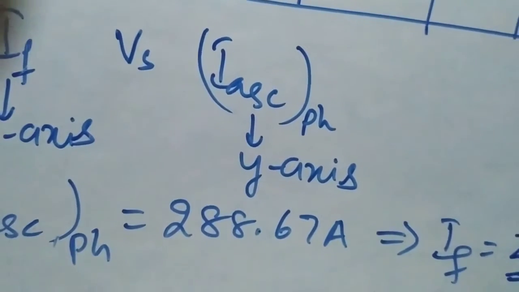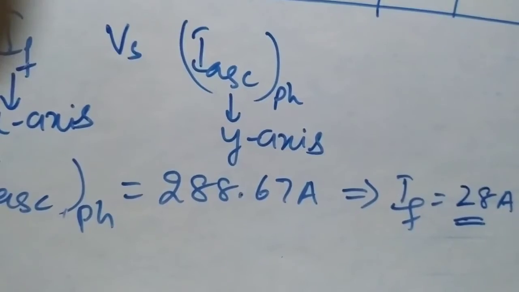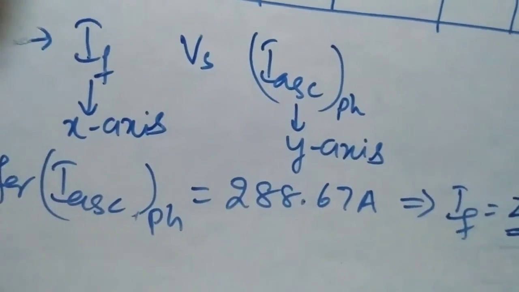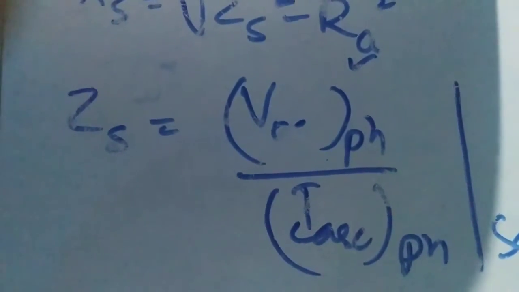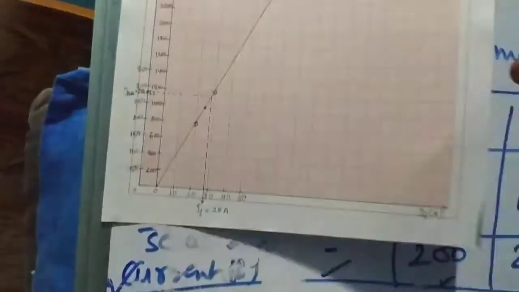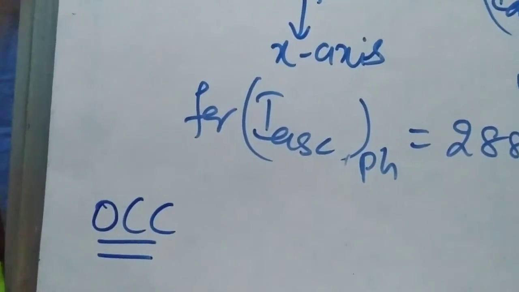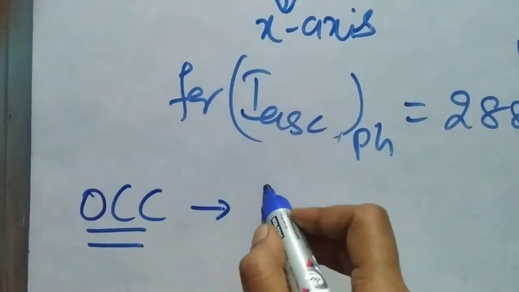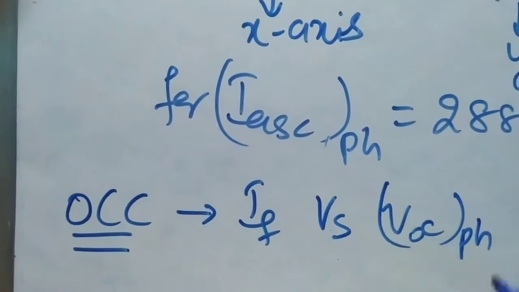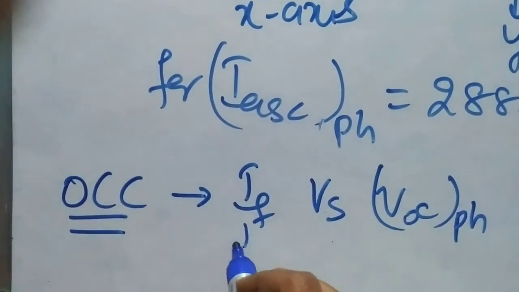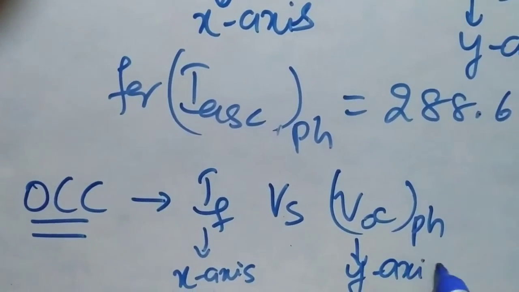Okay, now this value will be helpful to substitute that IAC phase in the formula for ZS, right? So now we have to get the VOC phase from the OCC curve, that is, open circuit characteristics. This is nothing but a graph between the IF versus VOC phase. Again, this will be considered as your x-axis and the y-axis will be the VOC phase.